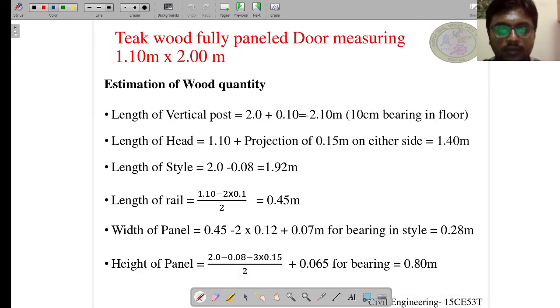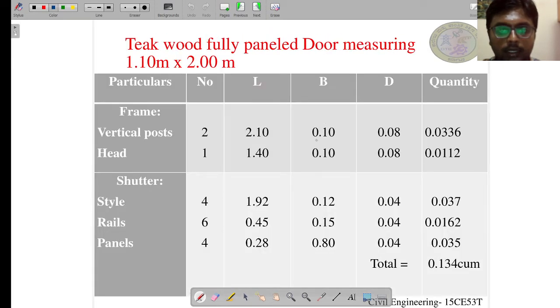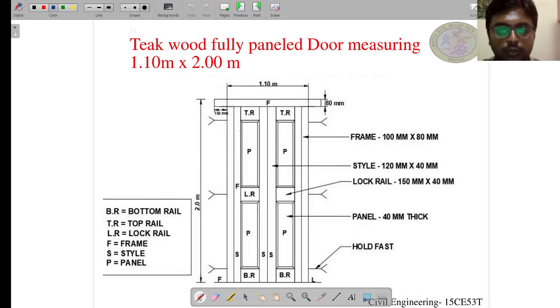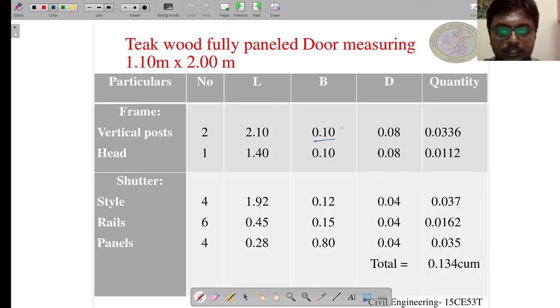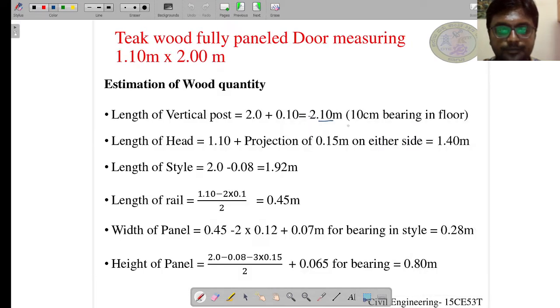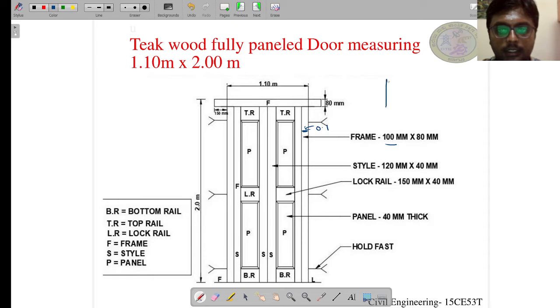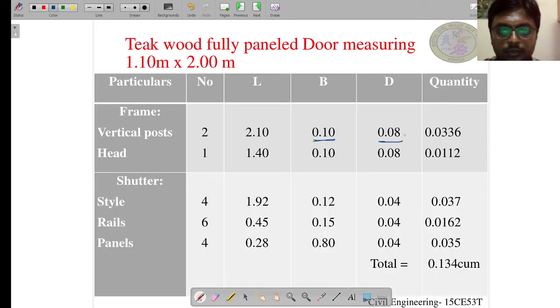The vertical post length we have calculated as 2.10, and the breadth, what is the breadth? So breadth is 0.10. Which is that breadth? This is the breadth, 100 mm, so this is the breadth of the vertical post, which is 0.1. So what is the depth? This is the depth of this frame, which is nothing but 80 mm. So as such, the depth becomes 0.08.